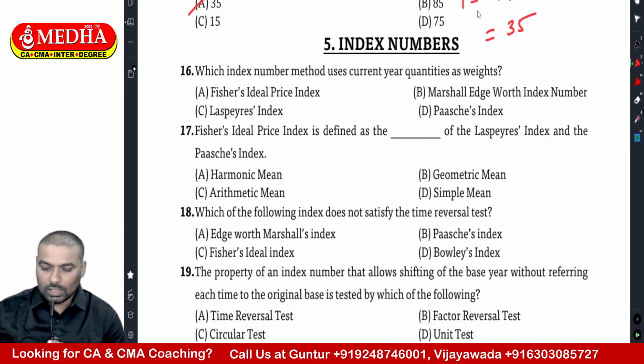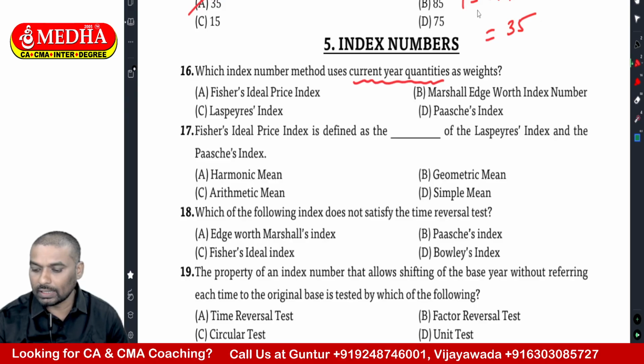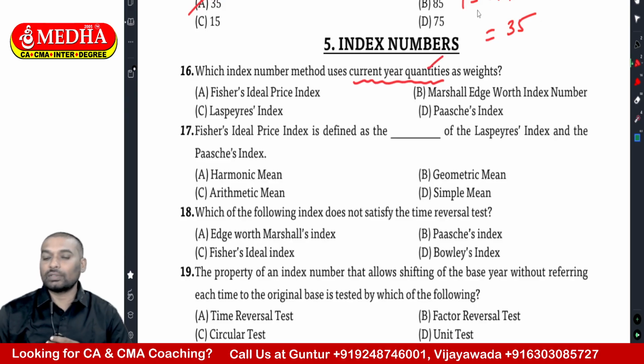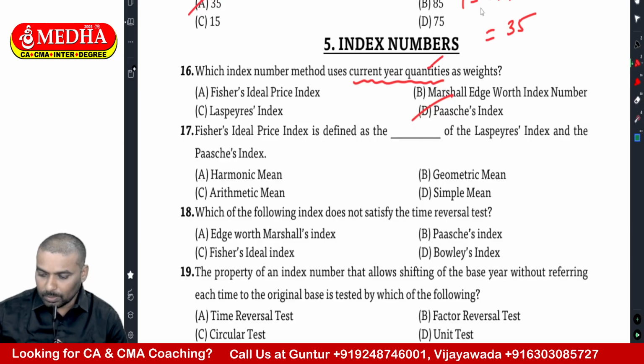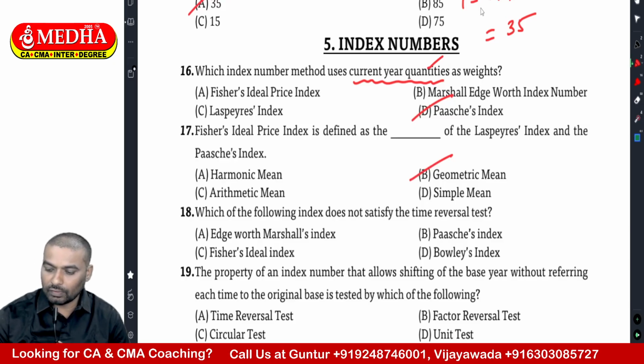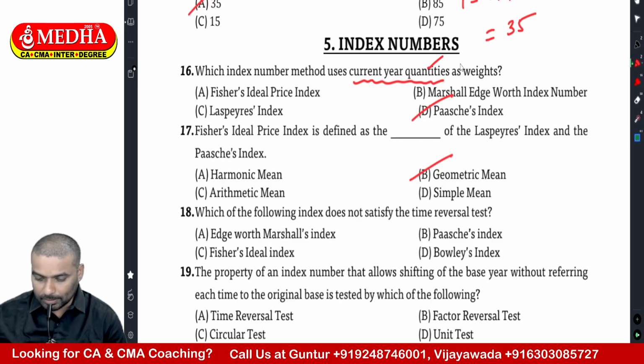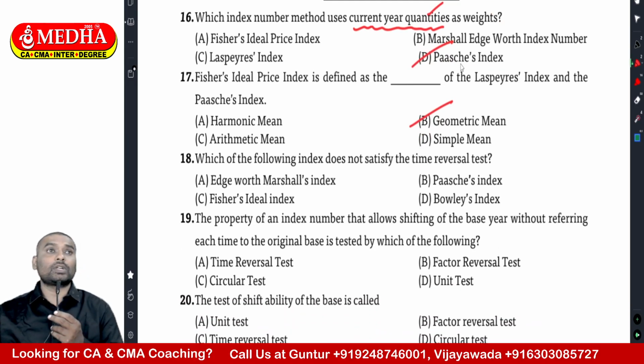Next, index numbers. Which index number method uses current year quantities? Current year quantities are the weights in Paasche's index number. Option D is correct. Fisher index number is the geometric mean of Laspeyres and Paasche's index numbers. Option B is correct. Which of the following index does not satisfy the time reversal test?